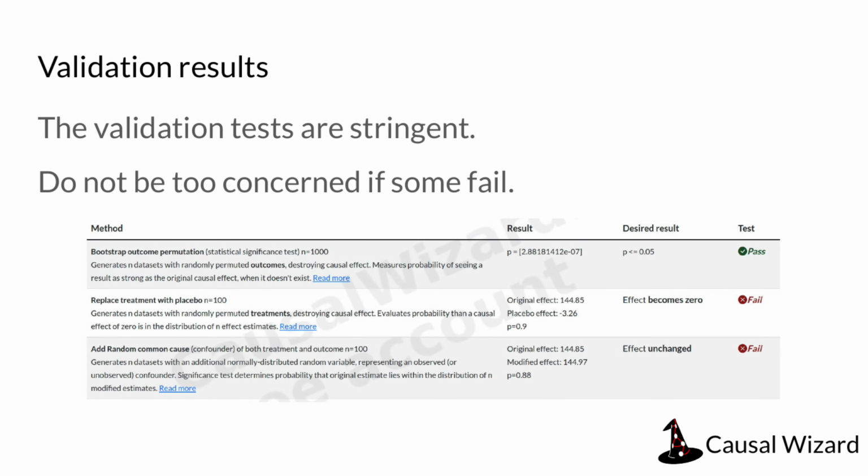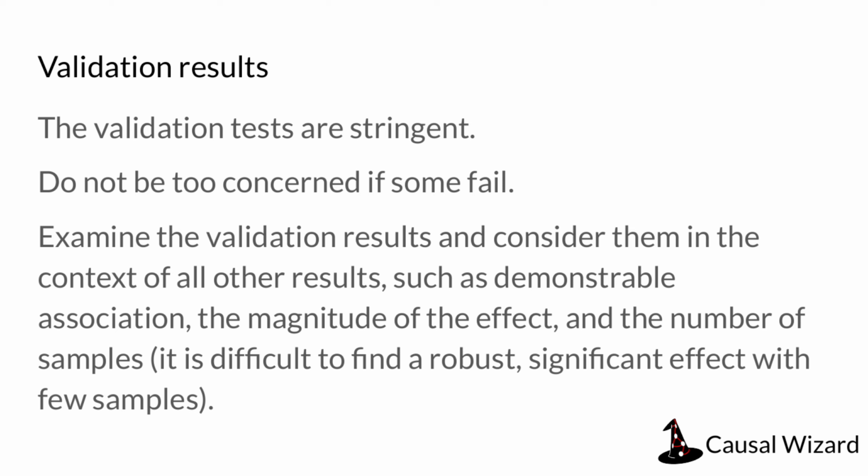The validation tests are quite stringent, so don't be too concerned if some fail. Examine the actual numbers and consider these results in the context of the other information, such as the magnitude of the effect and its visibility in the association view. In particular, it may be difficult to pass all 3 validation tests with datasets of less than 10,000 samples.